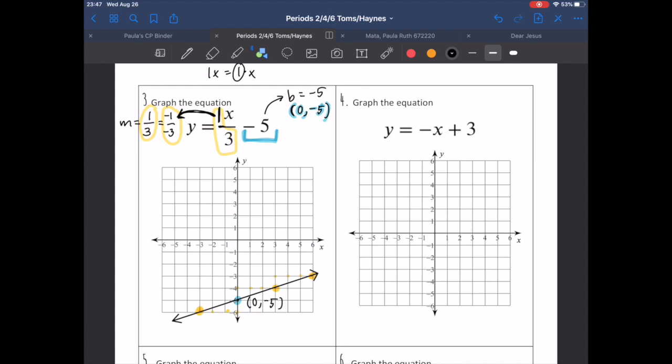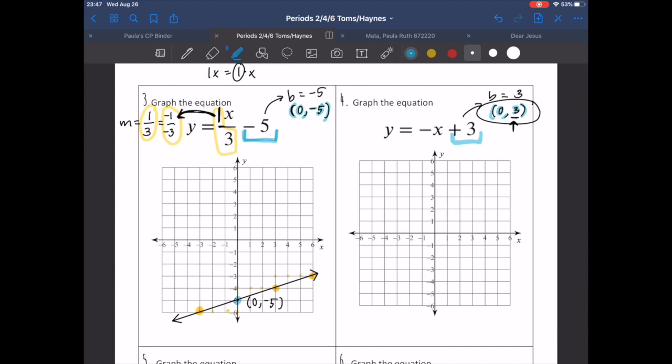Let's go ahead and graph the equation for number 4. Starting with the y-intercept, which is +3. Let's go ahead and do b is equal to +3, and the point is 0, +3. Okay, because this is my y value. So this point is telling me where I start. Okay, so I'm going to go ahead and make that blue as well. This is my starting point.